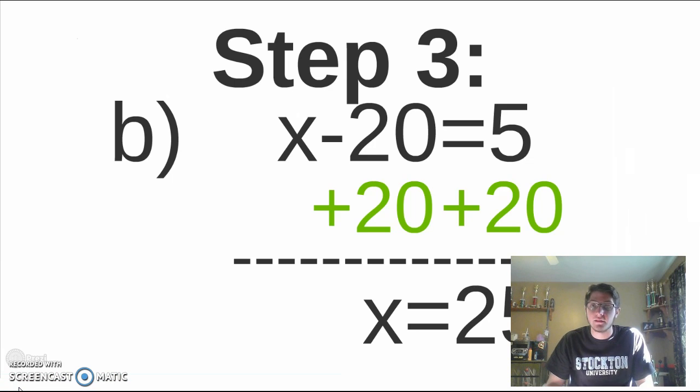It's just going to leave us with x. Then on the right side of the equation, we're going to have 5 plus 20, which gives us 25. This leaves us with the answer of x equals 25. To check that, you can plug it back in and have 25 minus 20 equals 5. So it works. 25 is our answer.